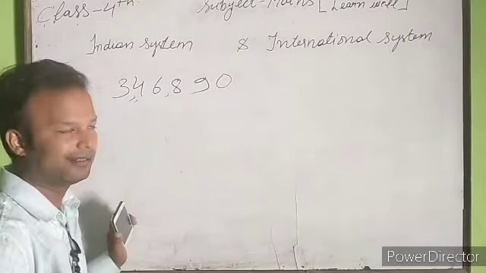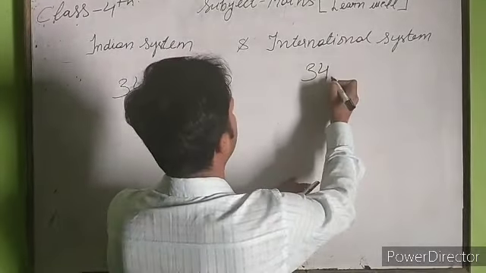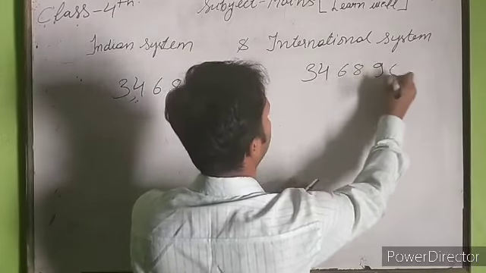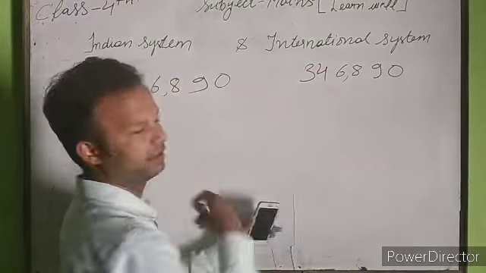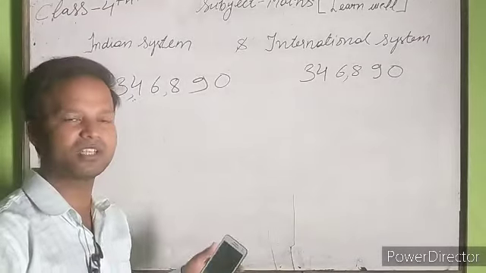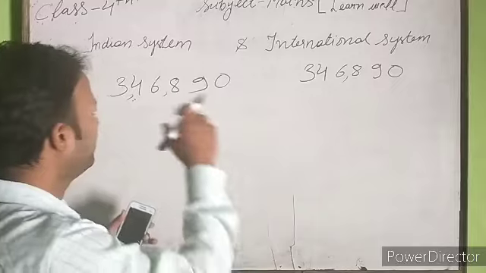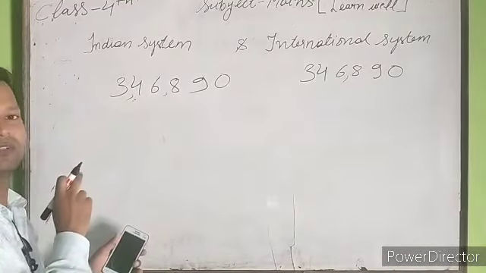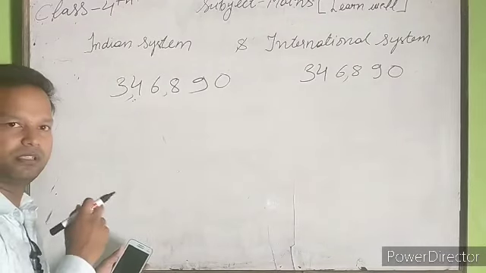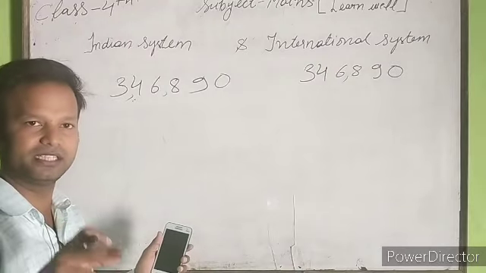And in the international system, the same number, if I write 3 4 6 8 9 0. In the international system we put the commas after every 3 digits, 3 and 3 and 3 3 3. It means in the international system you have to put a comma after every 3 digits. And in the Indian system, starting with 3 digits, you then put the commas after 2 digits, 2 digits and 2 digits. Okay, understood how to put the commas in the Indian system.